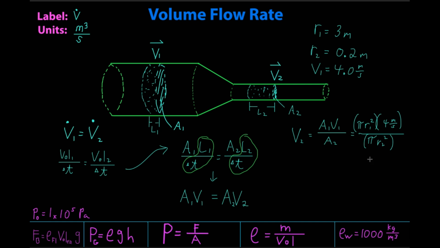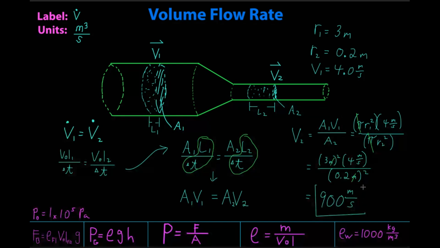The smaller pipe is still a cylinder, so the area is also pi r squared with R2. And actually, right now, I could cancel out these two pi's, which gives me R1 squared times V1 over R2 squared. These meters squared are going to cancel, and you can probably already tell by the multiplication and division here, this number is about to get a lot bigger. And we get 900 meters per second.